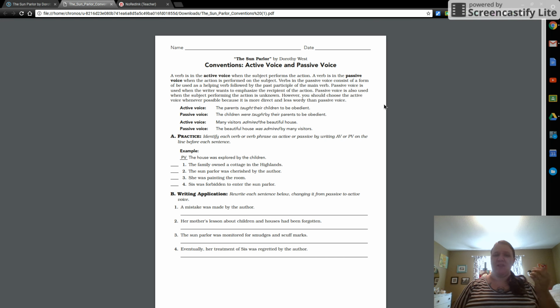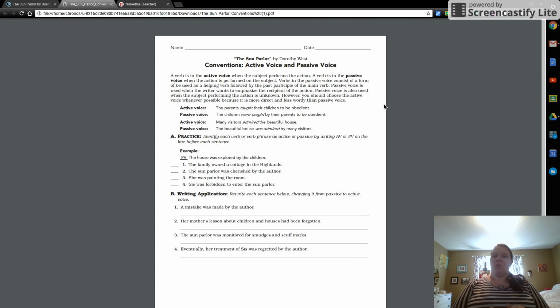When you read it, you can hear it. It's strange. We don't normally talk this way, right? So the reason why we look at this is because we want to have stronger sentences. We don't want to fall into passive voice. Let's take a look. So the first example, the active voice. The parents taught their children to be obedient. We have the parents teaching. Subject, verb. Beautiful.